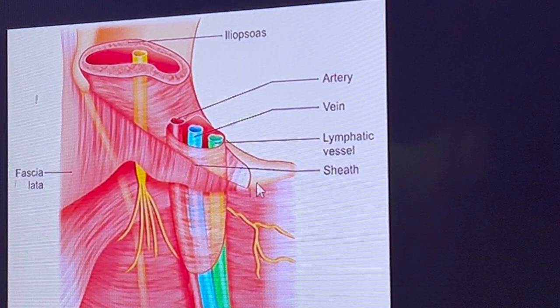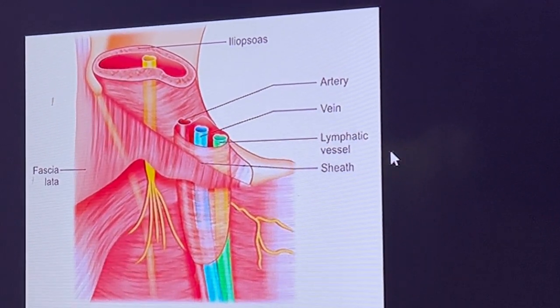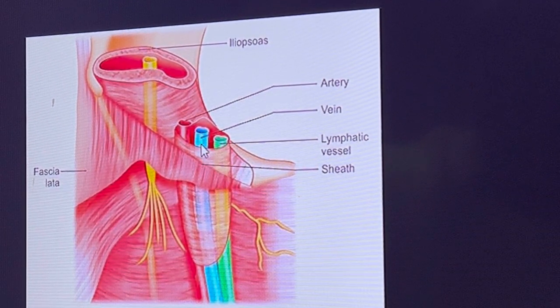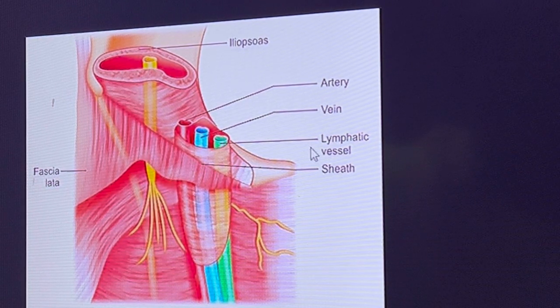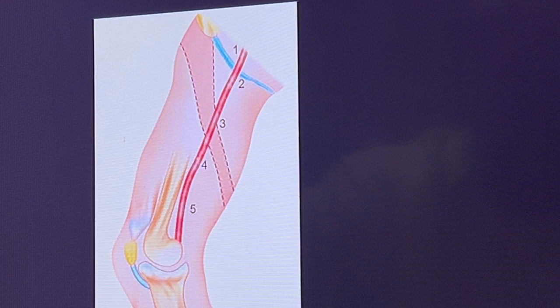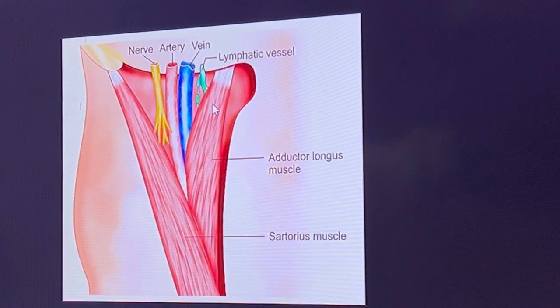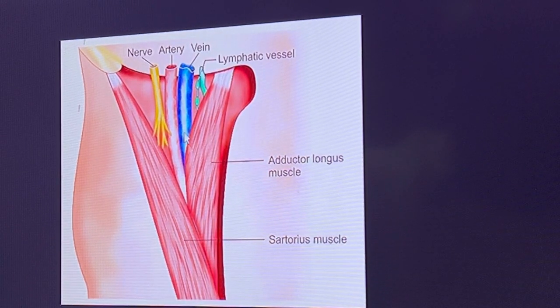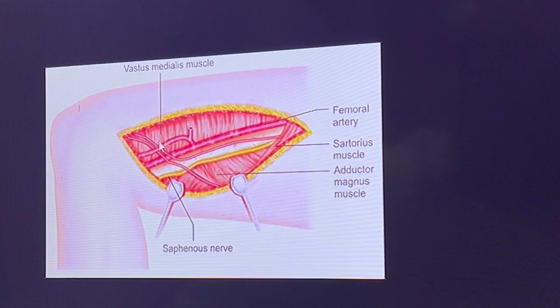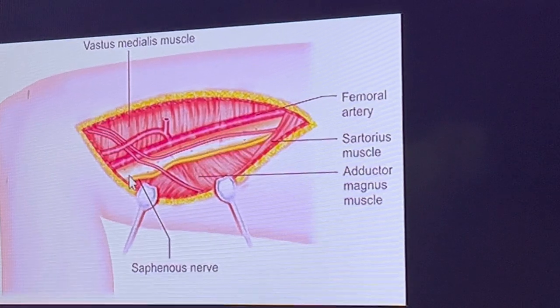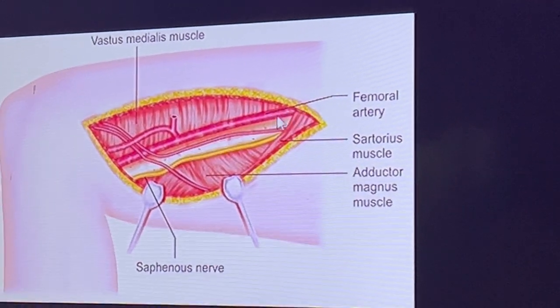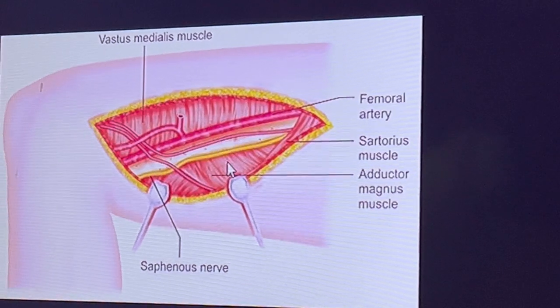This is another diagram showing the femoral arteries and veins. So this is the nerve, this is the vein, artery, you have the fascia lata, and you have the lymphatics on the medial side. This is the femoral sheath. This is the segmental breakup of the femoral artery. Another diagram shows the adductor longus muscle and the sartorius muscle, and you have the vein, artery and nerve here. This is the vastus medialis muscle, this is the saphenous nerve, this is the femoral artery, and this is the adductor magnus muscle.